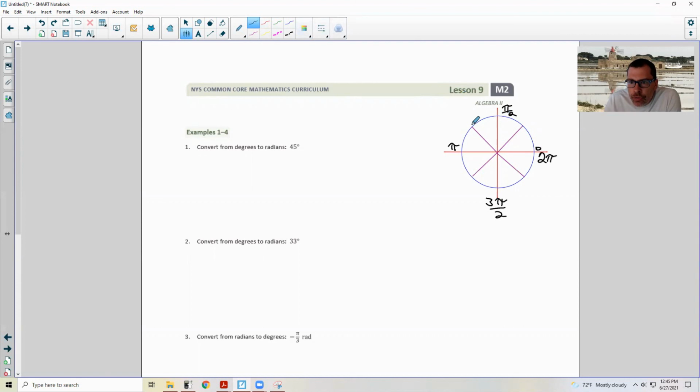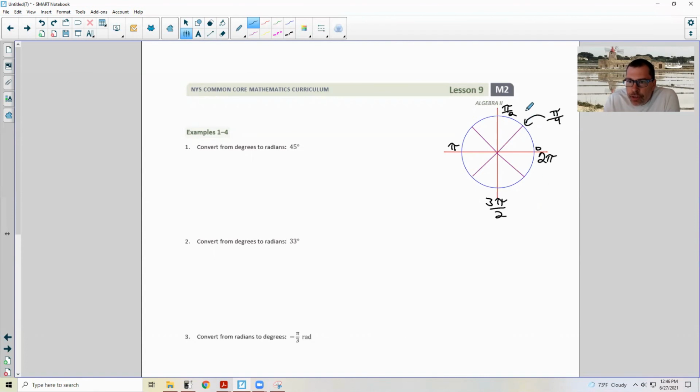1, 2, 3, 4, 5, 6, 7, 8. So it is 2 pi divided by 8, but that reduces to pi over 4. And that's what I'm going to use. I'm just trying to give you a sense of where these are coming from. All right, so this is pi over 4.